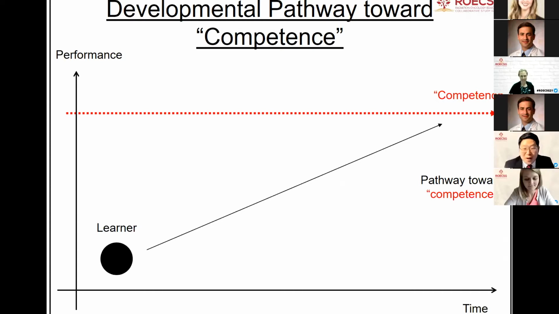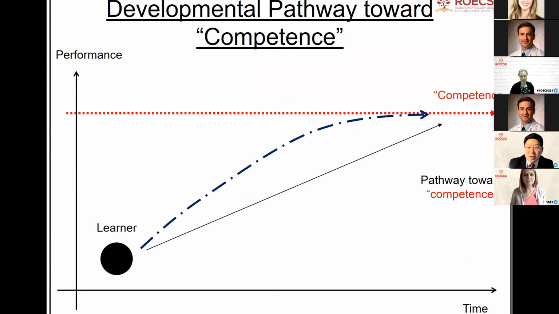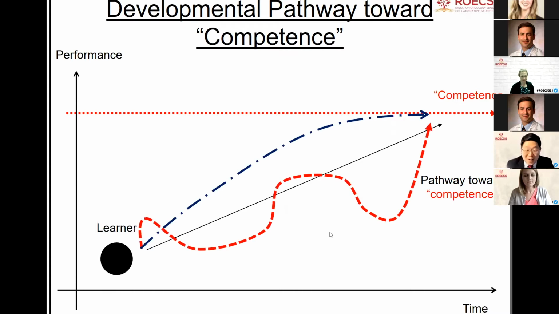But what's also very important in this discussion of competence, and this is one of the topics that I will be focusing on, is this pathway toward competence, because we know that the learner's progression toward competence may not always be linear in the way that we see here. So it could also be nonlinear or very nonlinear, as you can see in this example here.